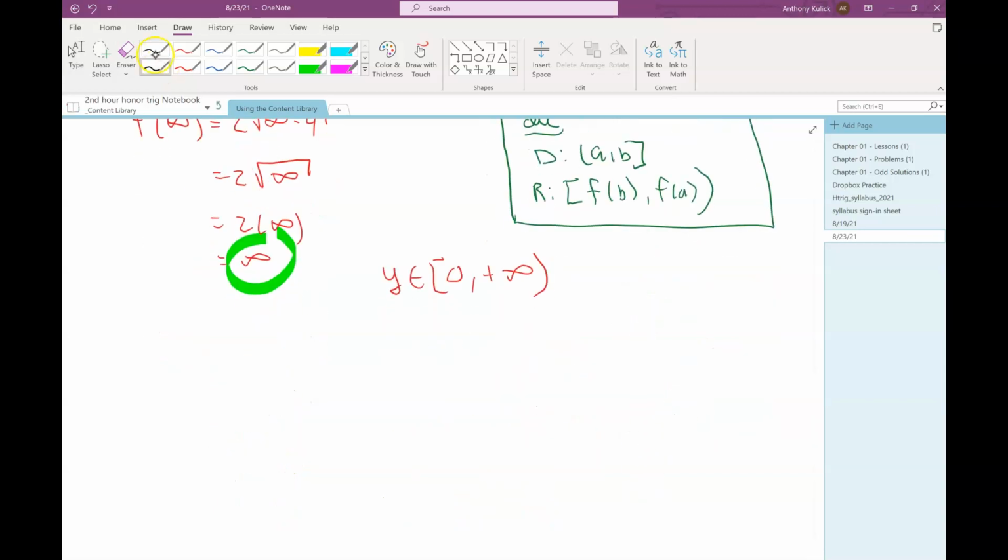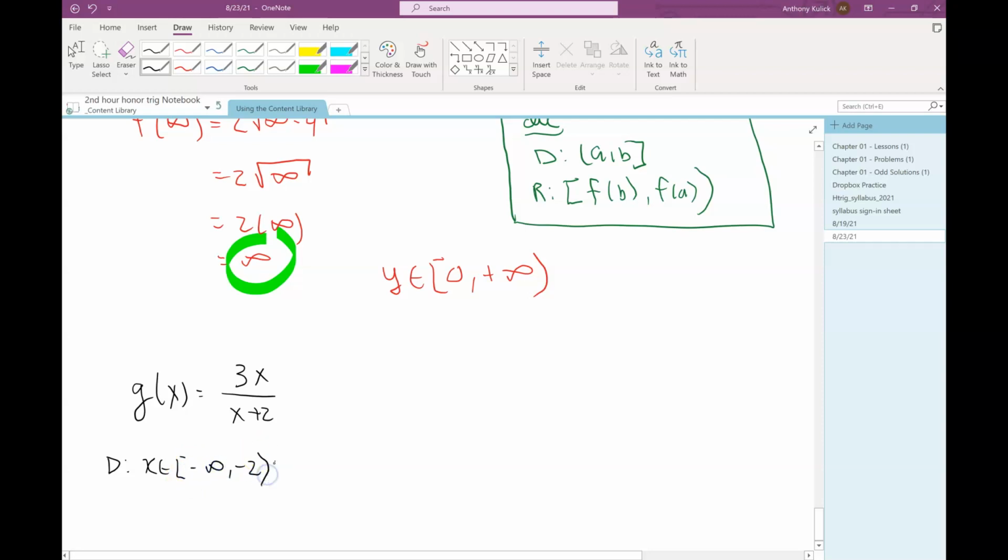Okay. The next one was g of x equals 3x over x plus 2. And our domain there was negative infinity to negative 2, and then negative 2 to positive infinity. I don't know why I put a bracket there. That's okay.